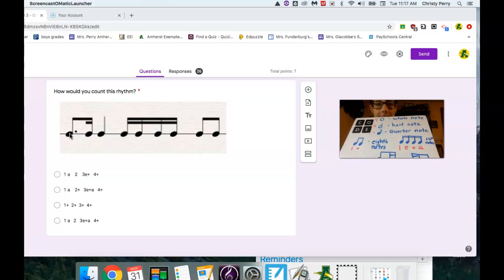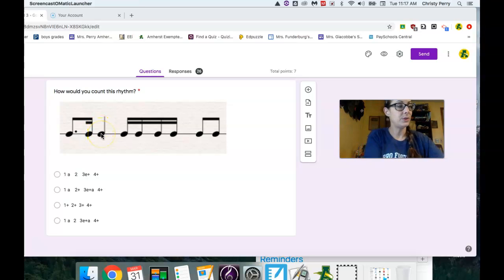1 a. Beat 2 is a quarter note. It stands alone. It's by itself. So we have 1 a 2. 3 E and a. And then beat 4 is 8th notes. 4 and. So listen again. 1 a 2. 3 E and a 4 and. And I think that was the last question.